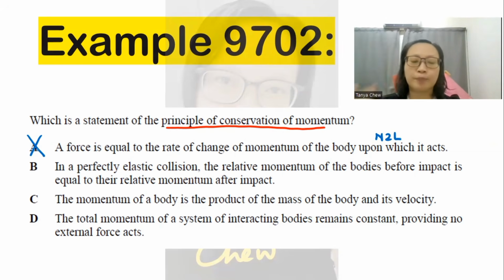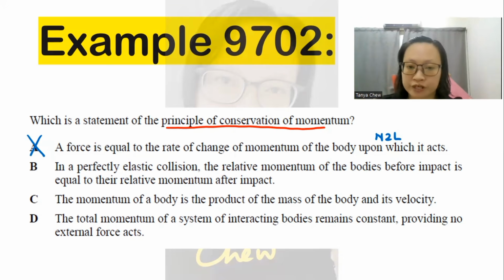What about B? In a perfectly elastic collision, the relative momentum of the bodies before impact is equal to their relative momentum after the impact. Sounds correct to me, but in a way, I still think that this statement is biased towards perfectly elastic collision. Is the principle of conservation of momentum related only to perfectly elastic collision? What about the other collisions, such as inelastic collision? But since I'm not 100% sure that this is not a statement related to the principle of conservation of momentum, I'll just leave it first. So I'll look at C.